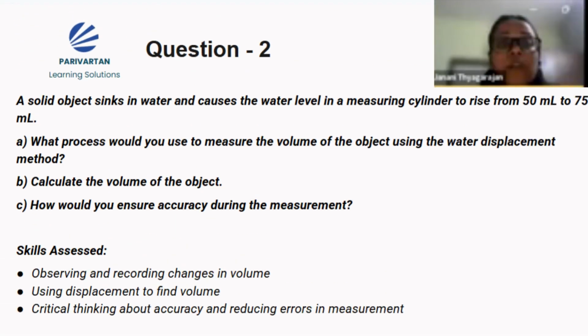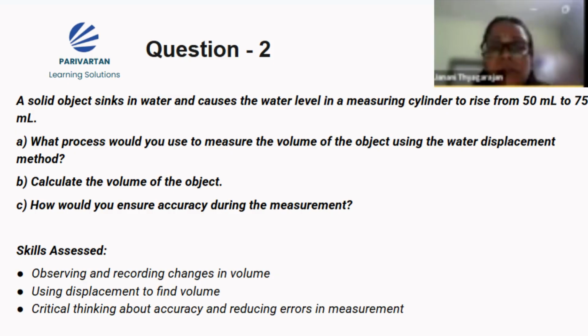So this is a general question that we usually ask our students, like a solid object sinks in water and causes the water level in a measuring cylinder to rise from 50 ml to 75 ml. What process would you use to measure the volume of the object using the displacement method? Calculate the volume of the object. How would you ensure accuracy during the measurement? So it's a wholesome question, something we ask during an experiment or a viva voce.